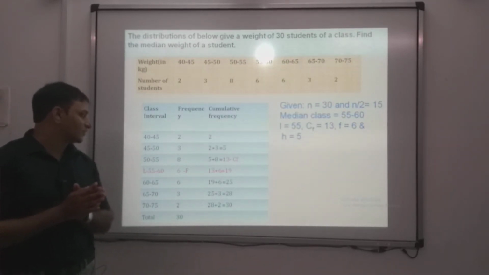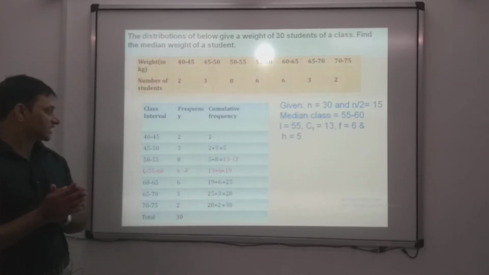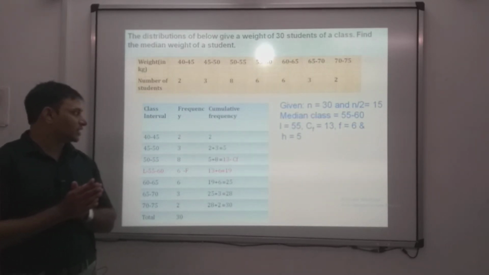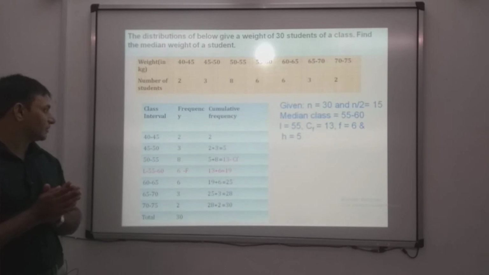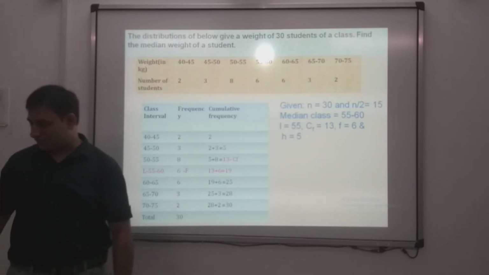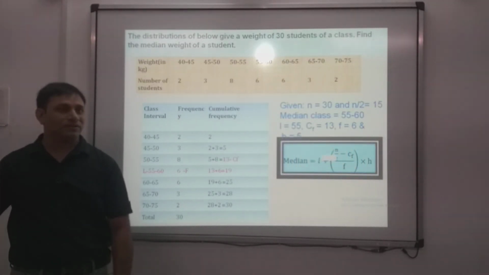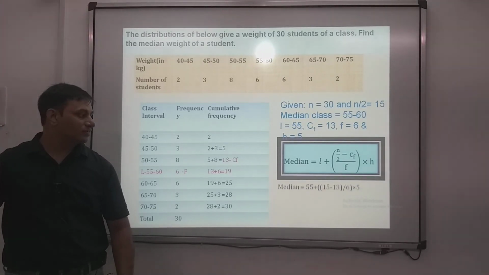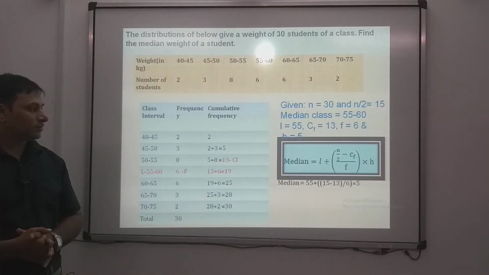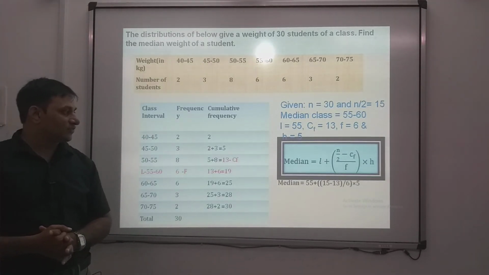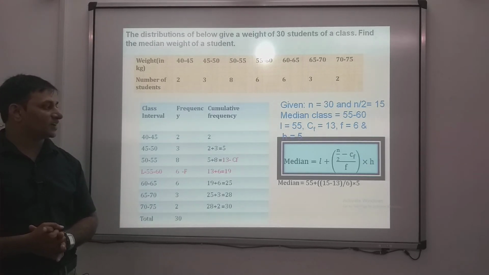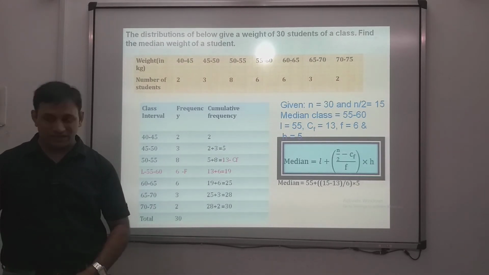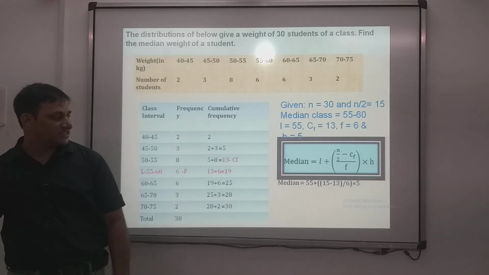Therefore your l is 55, frequency is 6, cumulative frequency is 13, and class size, that is 45 minus 40, is 5. Put the values into the formula. Solve the bracket first: 15 minus 13 is 2, 2 into 5 is 10, 10 divided by 6, that will get approximately 1.666.